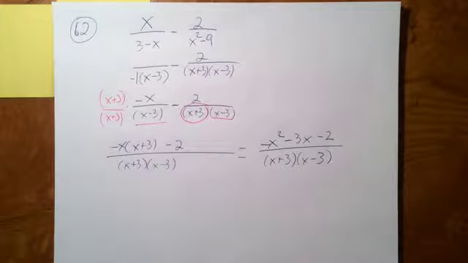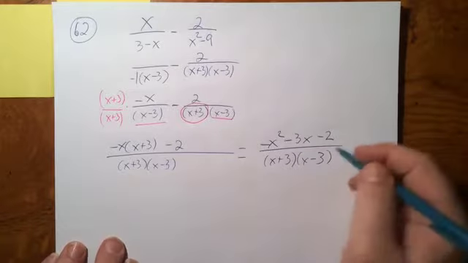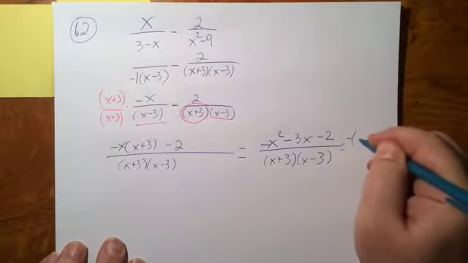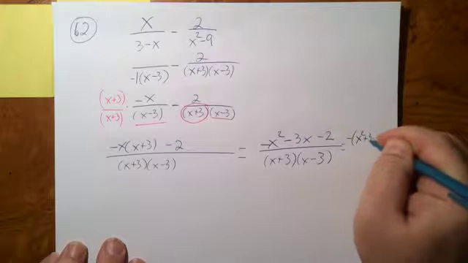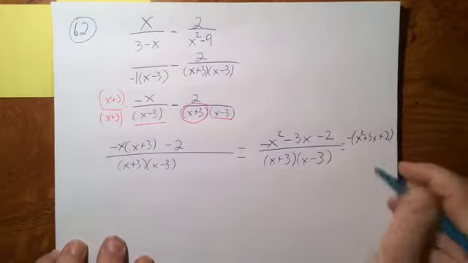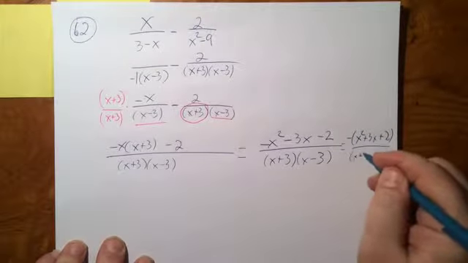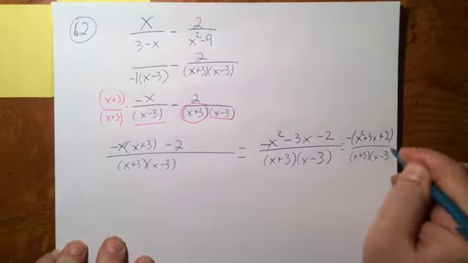Now, you may look at the top and say, well, gee, everything is negative up there. Can I factor a negative out of it? Yes, you can do that. Let's take a look at what that looks like if we do. So I can factor a negative out of that. That's going to be x squared plus 3x plus 2, and that's going to be over x plus 3 times x minus 3.